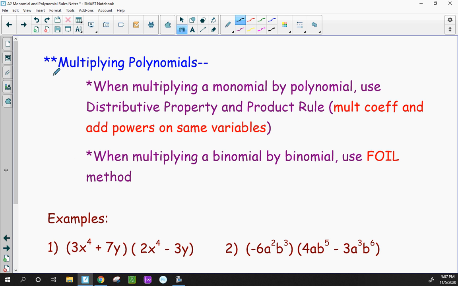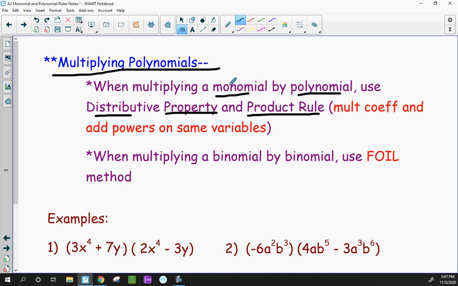Alright, next is multiplication. How do we multiply polynomials? Well, it depends on the problem. So I gave you two scenarios. First, when you're multiplying a monomial, one term, by polynomial, many terms, you can use what's called the distributive property. You do that in Algebra 1. And also, because distributive property means multiply, you're going to use the product rule, which also means multiply.